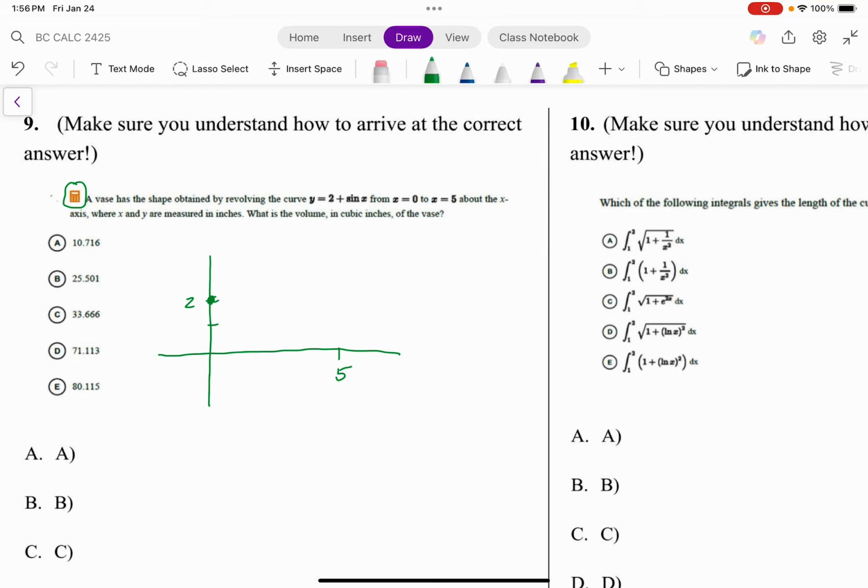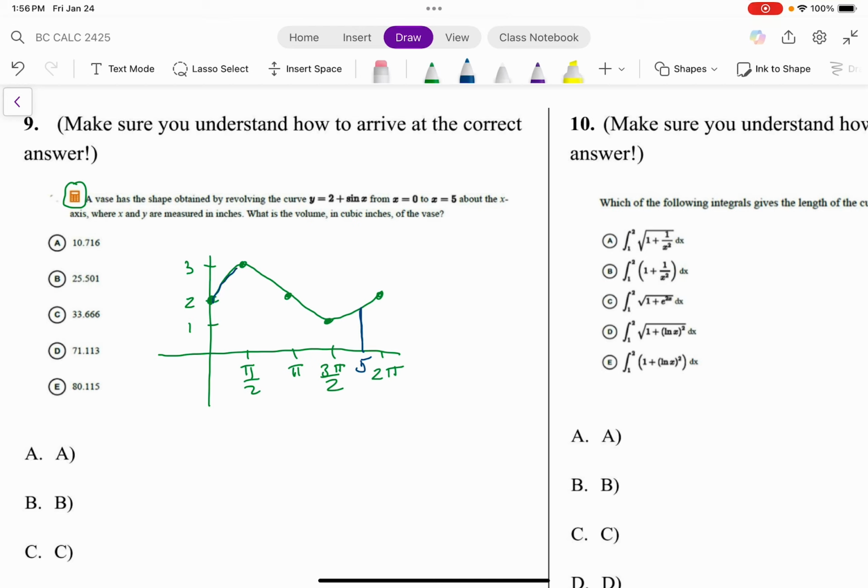Notice that if I broke up, maybe I'll even just do our standard 5 points here, pi over 2, pi, 3 pi over 2, right? So our sine graph goes like this. Okay, now you can see that kind of looks like a vase. Remember 2 pi is like 6.24, so 5 is like right here. So our vase actually stops here.